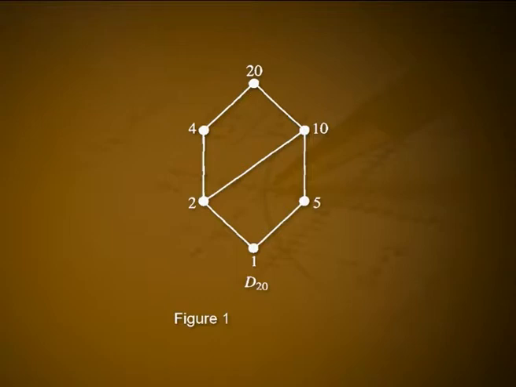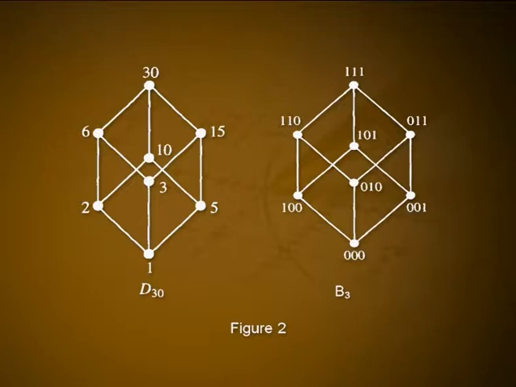Example 1. Consider the lattices D20 and D30 of all positive integer divisors of 20 and 30 respectively under the partial order of divisibility. Since D20, shown in figure 1, has 6 elements and 6 is not equal to 2 raised to n for any integer n greater than or equal to 0, we conclude that D20 is not a Boolean algebra. The poset D30 has 8 elements, and since 8 is equal to 2 cubed, it could be a Boolean algebra. By comparing their Hasse diagrams, we see that D30 is isomorphic with B3, which is shown in figure 2.